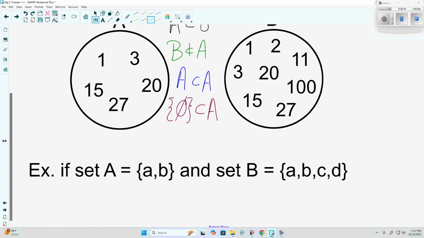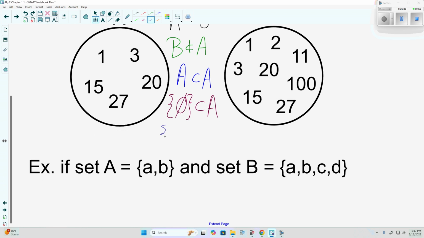We're going to get a little dangerous. You don't have to write this part down. Now, the set containing the set containing the empty set, or the set containing the empty set. Can it be a subset of A?